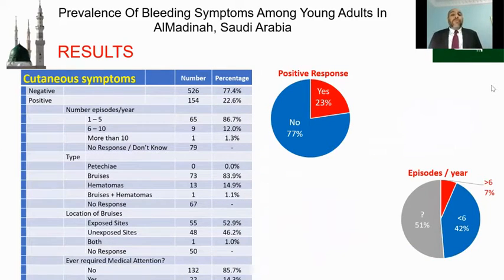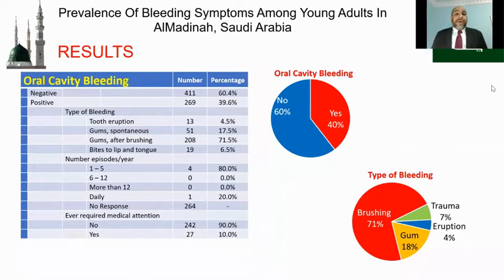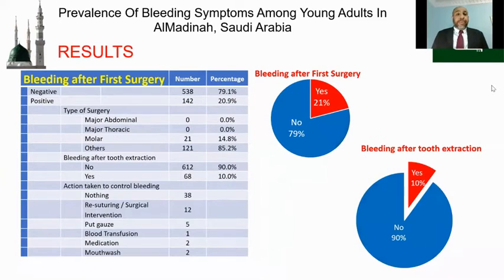Cutaneous symptoms in the form of bruises or hematomas were positive in 23% of our population, and a few of them needed to seek medical advice. Hematomas and muscle bleeding were quite few, in 3% of our patients, and few of them needed to seek medical advice. Oral cavity bleeding was in 40% of our population, mainly during teeth brushing, and in 18% it is spontaneous gum bleeding.